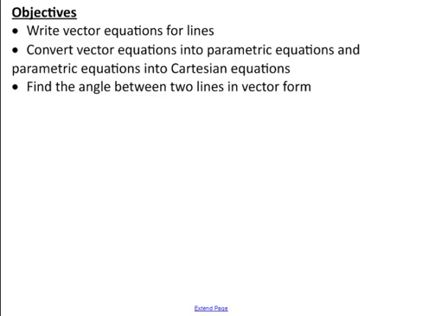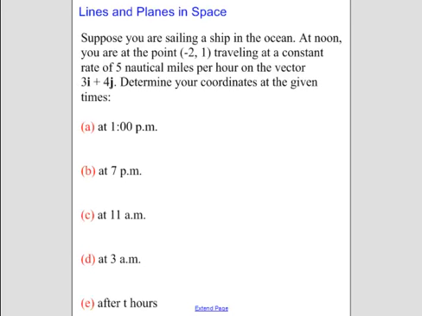In this video we are going to look at writing vector equations for lines, converting vector equations into both parametric equations and then also into Cartesian equations. And then lastly we're going to find the angle between two lines that are in vector form. Two physical lines, not just two vectors. So to start, we're going to be looking at lines and planes in space.